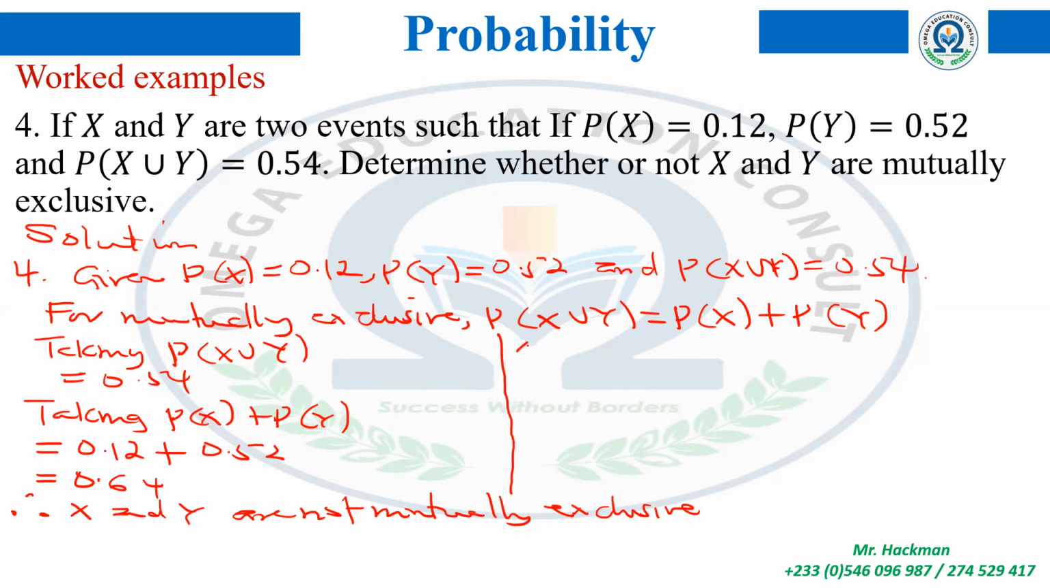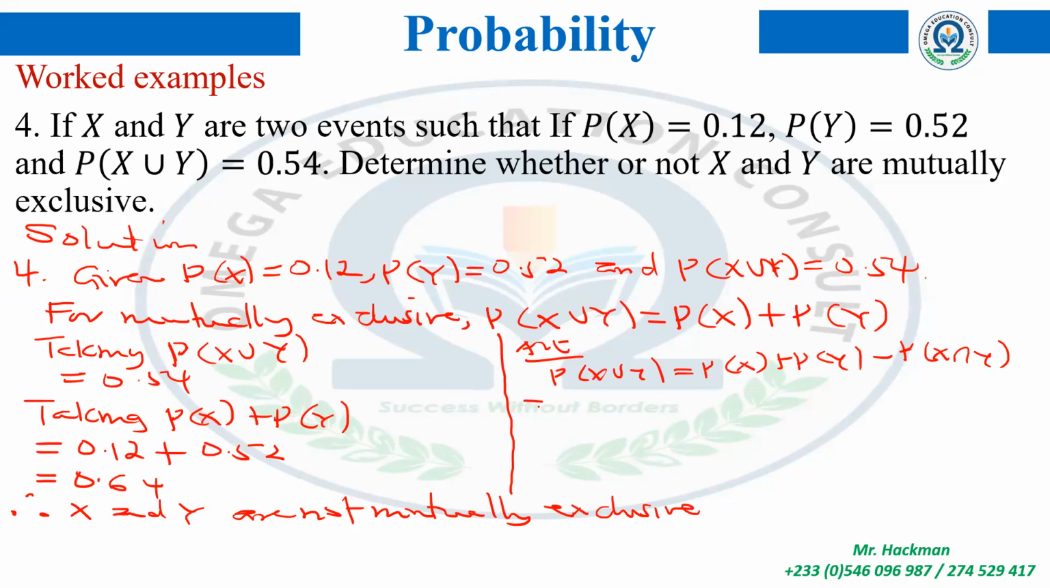So alternative: I can say that if your events are not mutually exclusive, then you are going to get P of X union Y to be equal to P of X plus P of Y, then minus P of what? X intersection Y. So you substitute and make P of X intersection Y the subject. If you don't get 0, then it means the events are not mutually exclusive. You get the point?